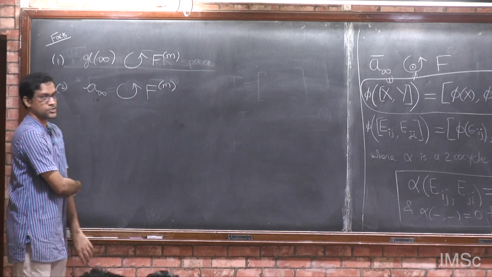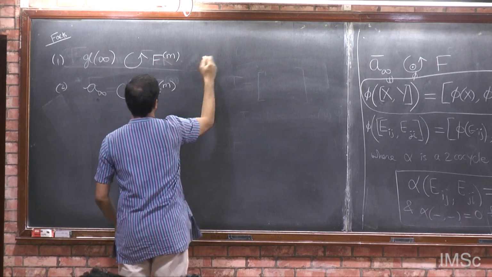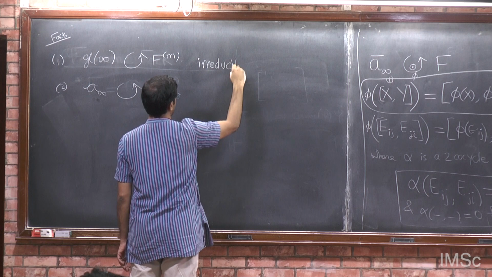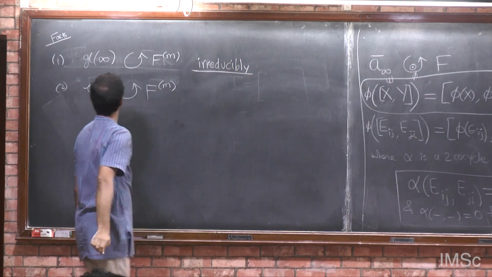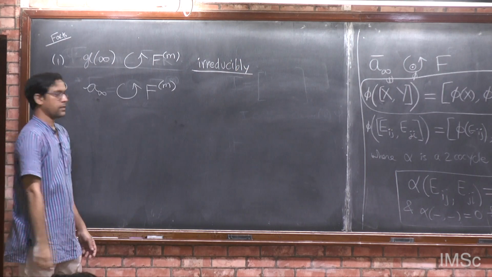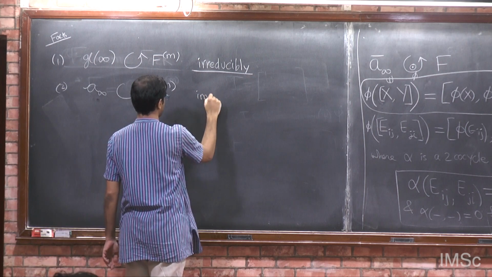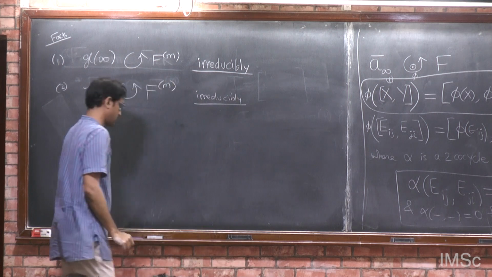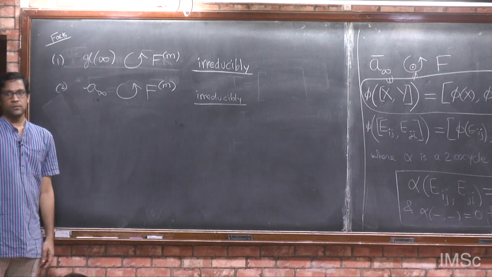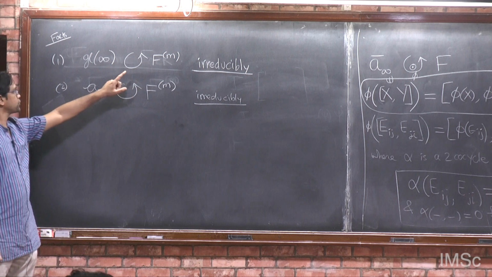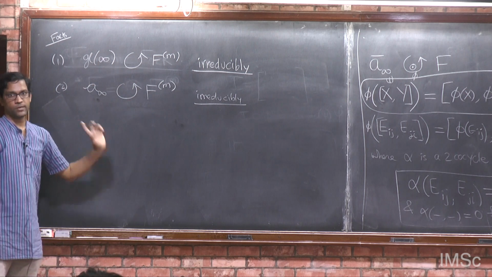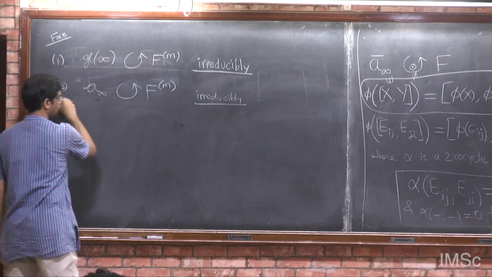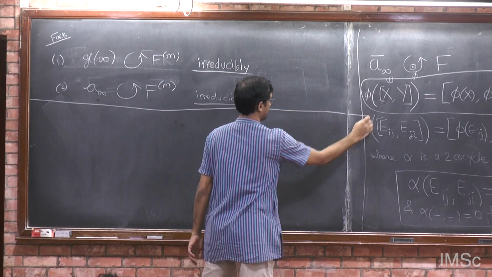Now, what sort of action? It's an irreducible representation, and the same thing is true here. So this is an irreducible representation of GL infinity. This is an irreducible representation of A infinity. I'll just say a few things about the proof.